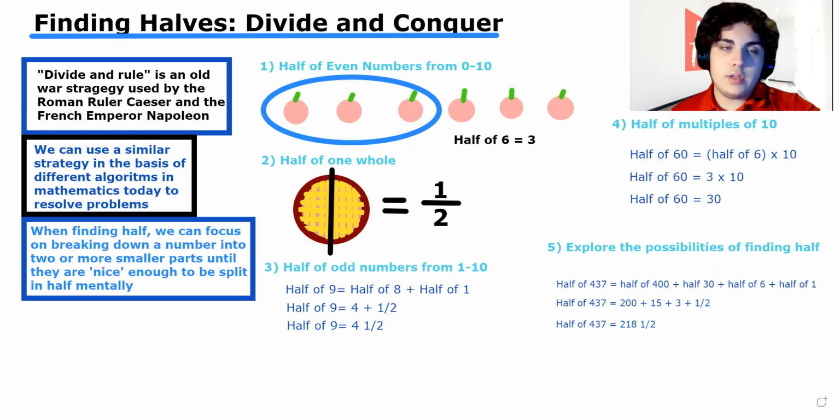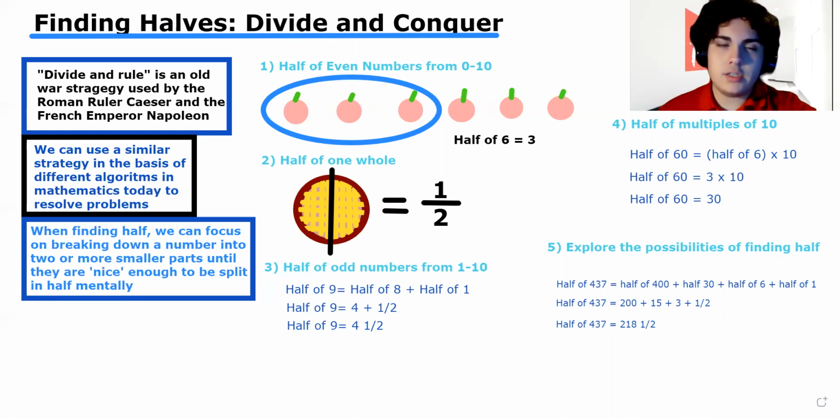Today I'm making a quick instructional video regarding finding halves, and the title of today's video is Finding Halves, Divide and Conquer. And that's because there's this old war strategy, and it was used by the Roman ruler Julius Caesar and the French Emperor Napoleon Bonaparte. And it's called divide and conquer, divide and rule.